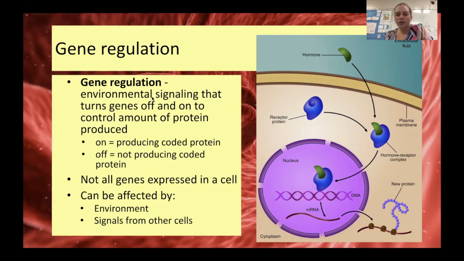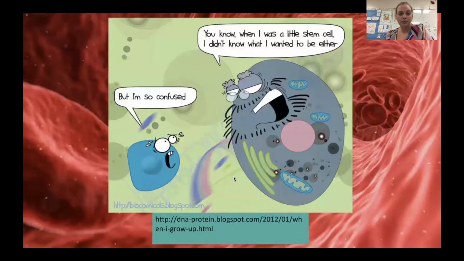Gene regulation is controlled by signals from the environment that tell a gene to turn on or off. And when a gene is on, it's producing that coded protein. And when it's off, it's not producing that protein. And some cells are going to turn genes off permanently, like your heart cells turning off that gene to make the protein for detecting light. They're never going to need that. So gene regulation is affected by the environment and signals from other cells.